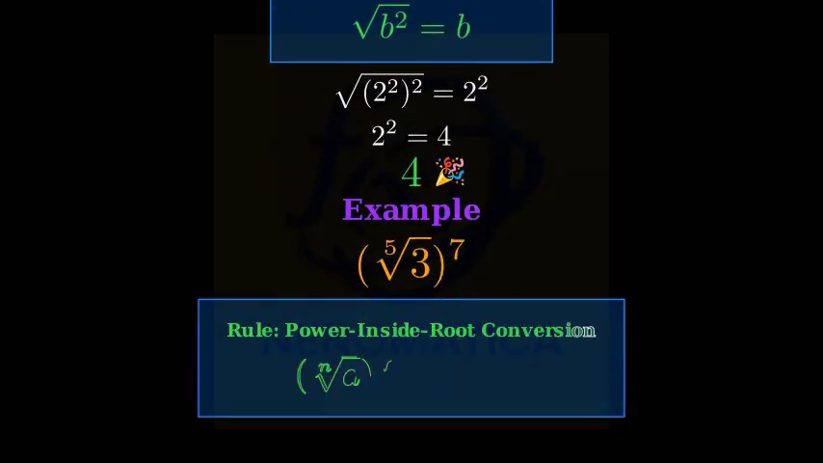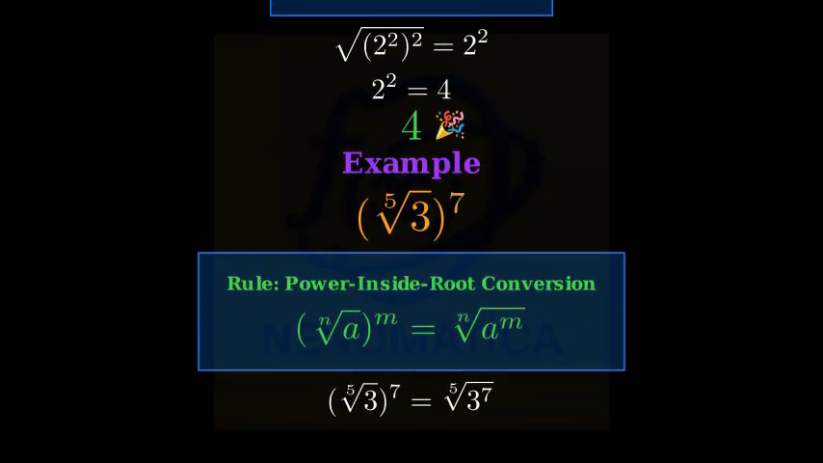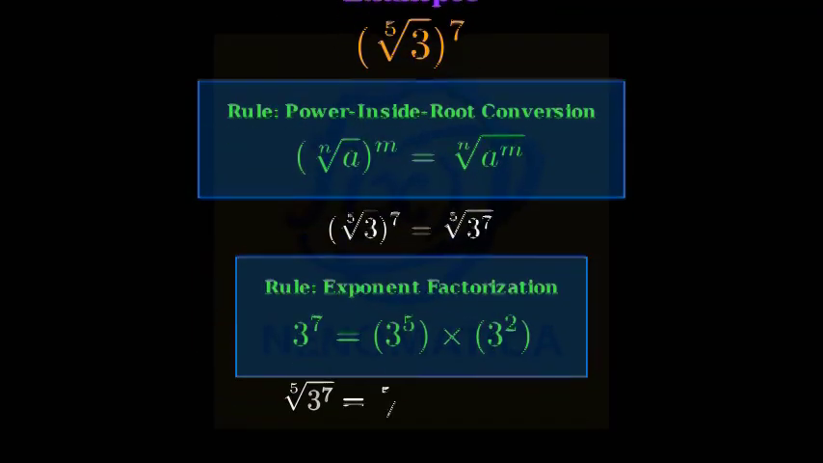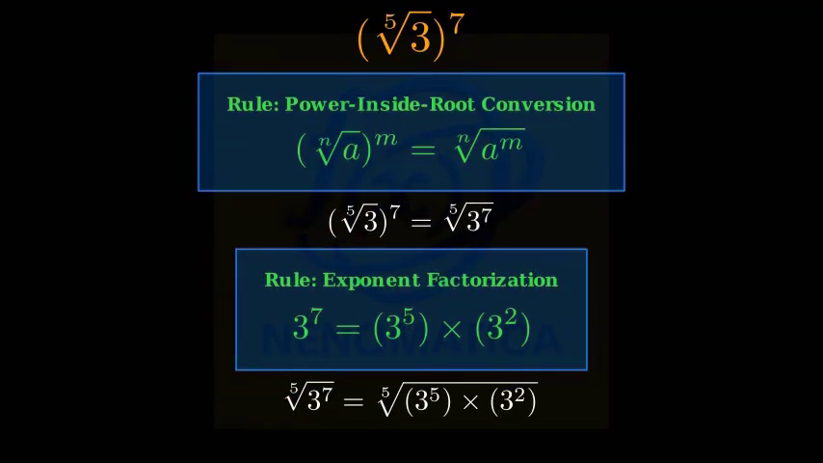First, we'll apply the same property we used earlier. When we have a root raised to a power, we can rewrite it as a root of that power. So the 5th root of 3 raised to the 7th power equals the 5th root of 3 to the 7th power. Now, we need to work with the expression inside the radical. Let's factor 3 to the 7th power as 3 to the 5th power times 3 squared. This factorization will allow us to extract a part from the radical.